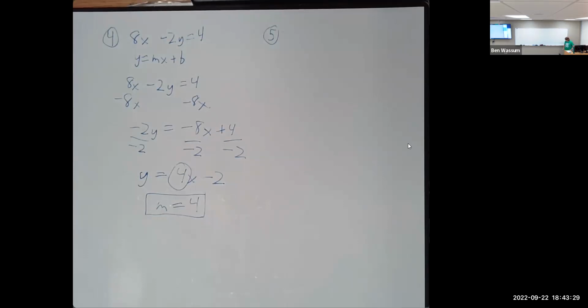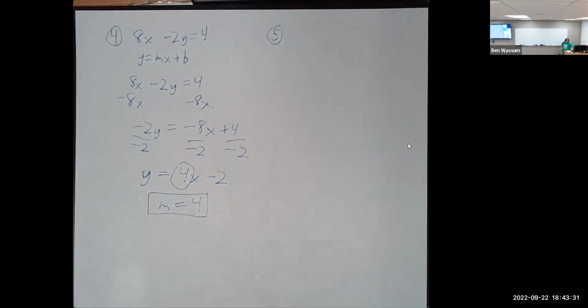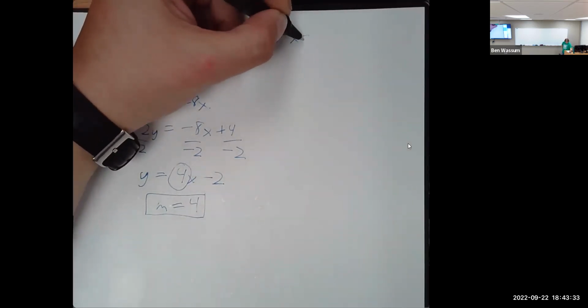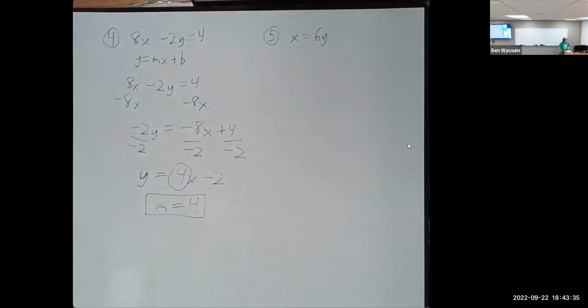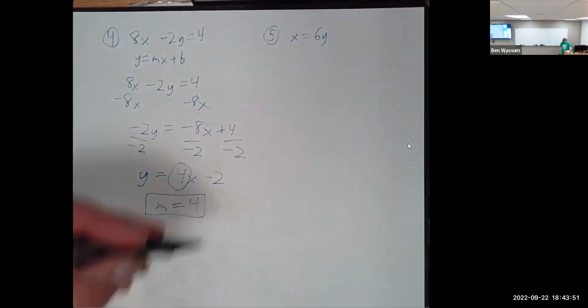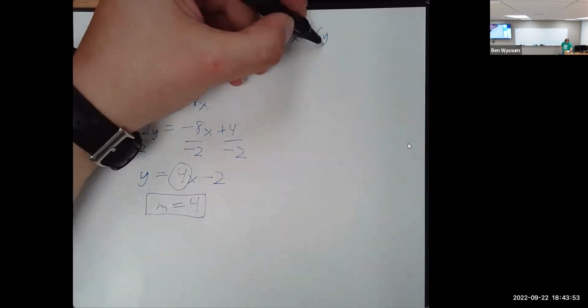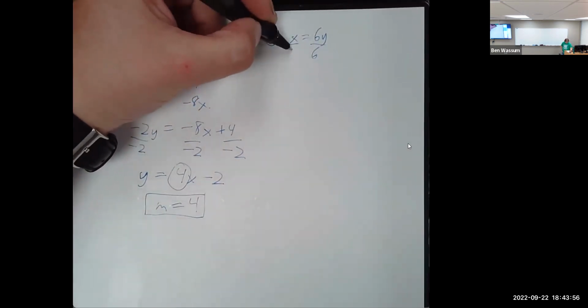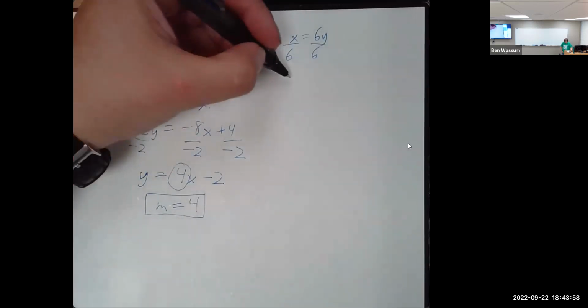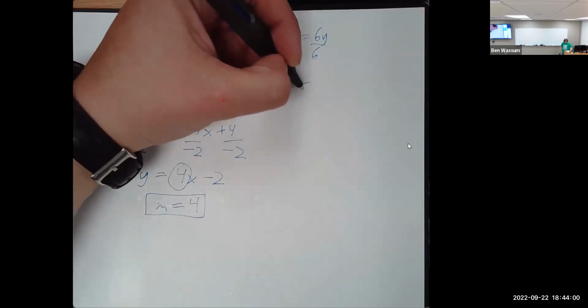So number 5, x equals 6y, right? All right, a little funkier, a little stranger, right? But again, even though it looks like there's not a whole lot you could do, we could still get it in this formula by solving for y. So all I gotta do is divide off the 6. Oh, well, then I have x over 6 is equal to y, right?